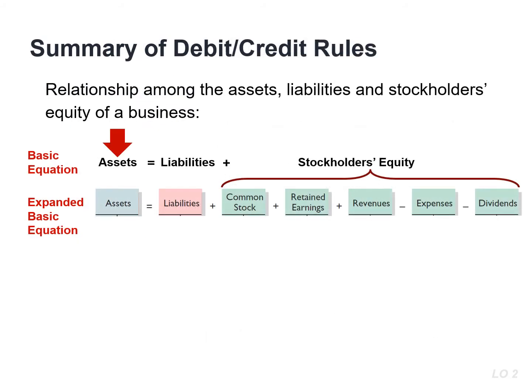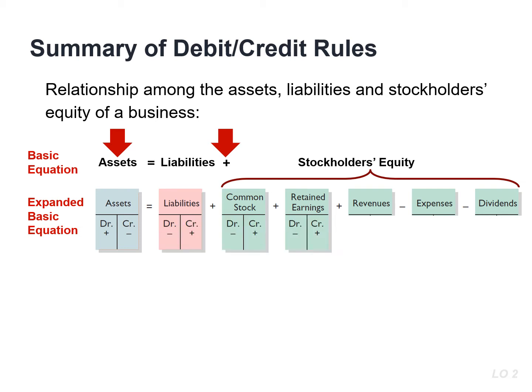Assets are on the left side of the equation and they will increase with debits, the left side of the T account. Whereas liabilities and stockholders' equity are on the right side of the equation and they will increase with credits, or the right side of the T account. Revenues increase retained earnings, so they will increase with credits, whereas expenses and dividends decrease retained earnings, so they will increase with debits. This image summarizes the debit and credit rules and the effects on each type of account. Study this diagram carefully. It will help you understand the fundamentals of the double entry system.